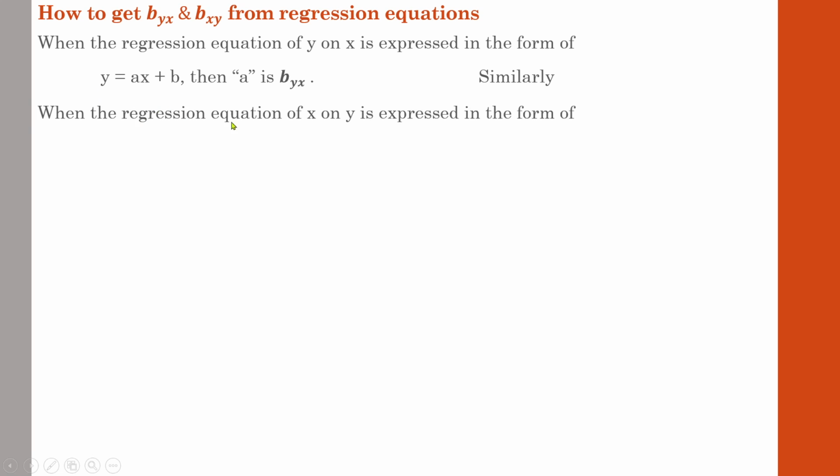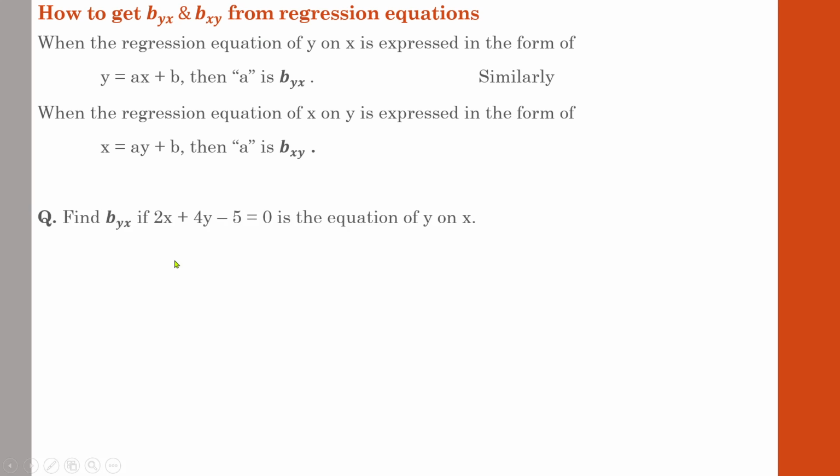Similarly, when the regression equation is x on y, it can be expressed in the form of the mathematical equation x equal to ay plus b. Remember these two situations, then you will understand the concept. For the situation y on x, the equation will be y equal to ax plus b, and regarding x on y, it will be x equal to ay plus b. And whatever the equation may be, if you are getting ay, the value that represents a will be bxy. If it is a case of y on x, whatever the number a is, that will be the value of byx. So this is how you need to find the value of byx and bxy from a certain equation.